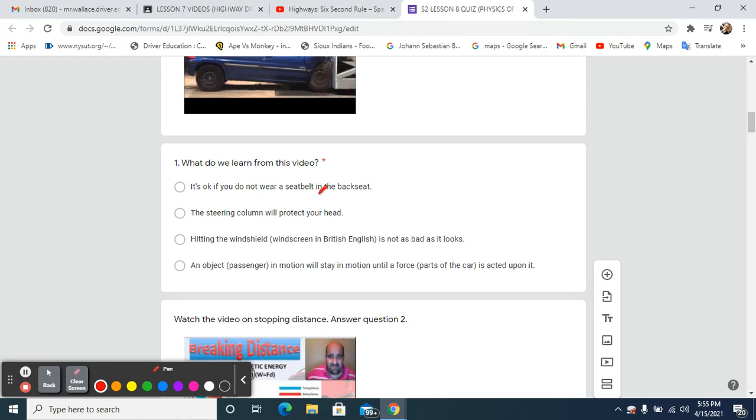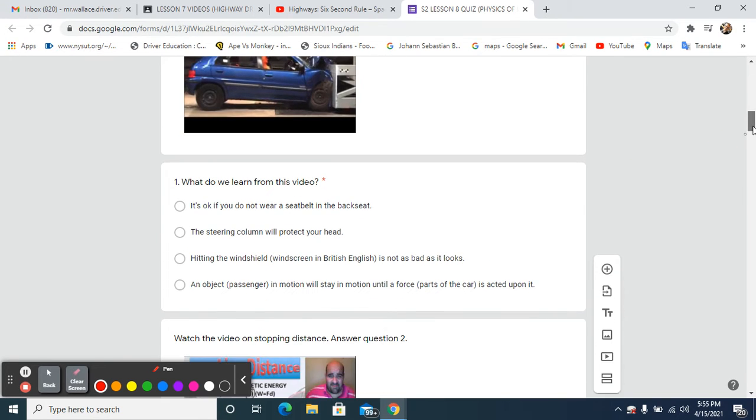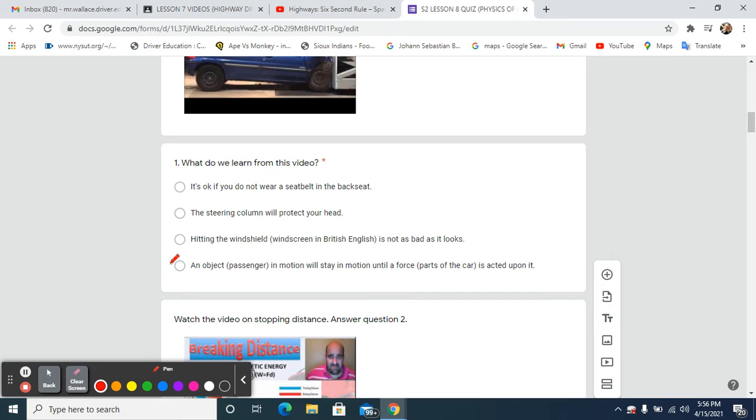Okay, number one, what do we learn from this video? We see that the back seat driver goes flying into the windshield. And the answer to that is an object in motion will stay in motion until a force, such as parts of the car, acts upon it.